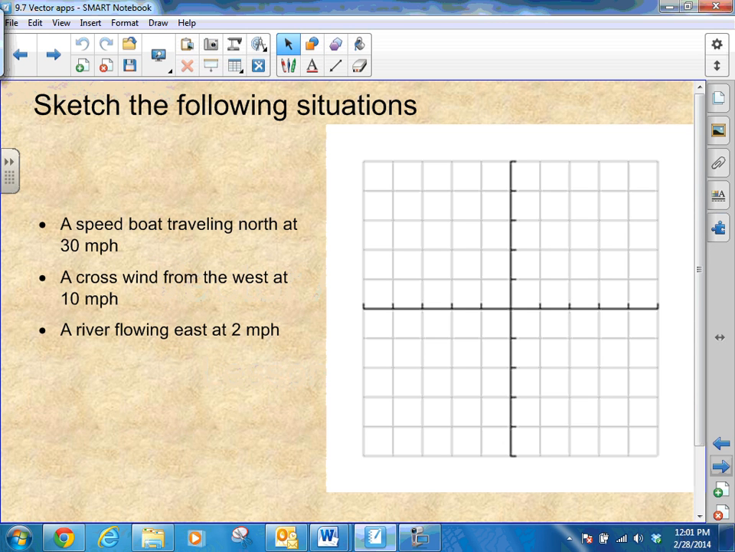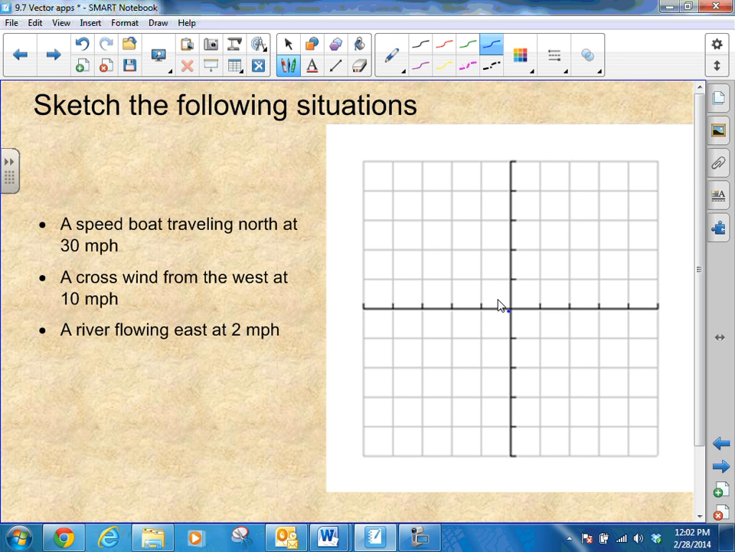We have to make sure we know how to draw these. Okay? So these are not the same problem. These are three separate problems. If I ask you to draw in a coordinate plane a speedboat traveling north at 30 miles per hour, where am I going to start? 0, 0. You're going to start on the origin.